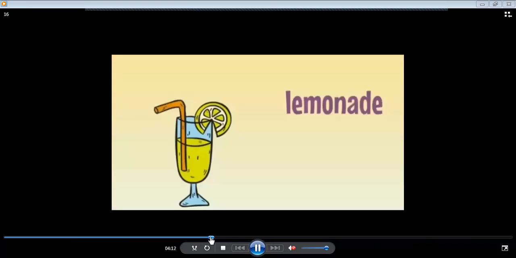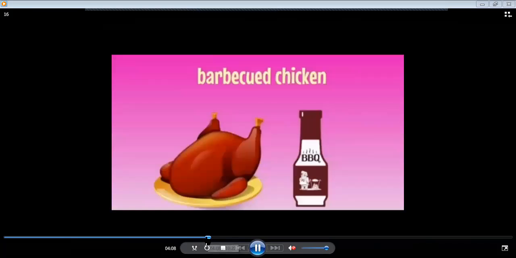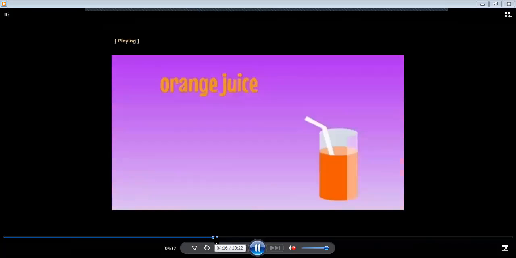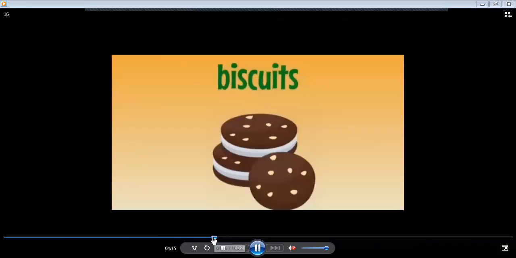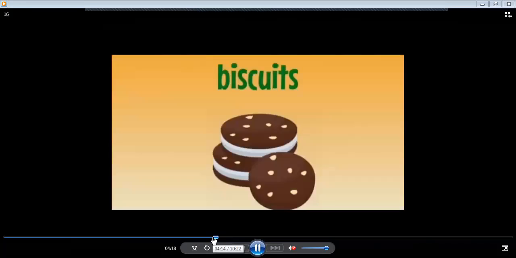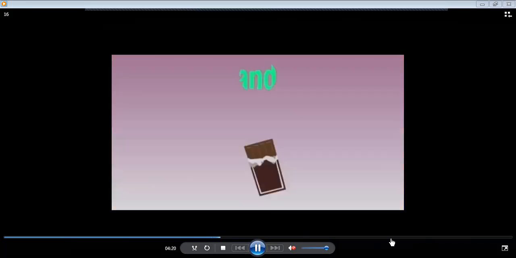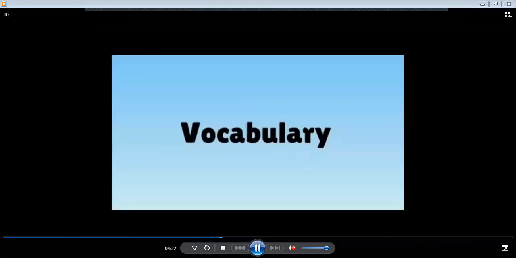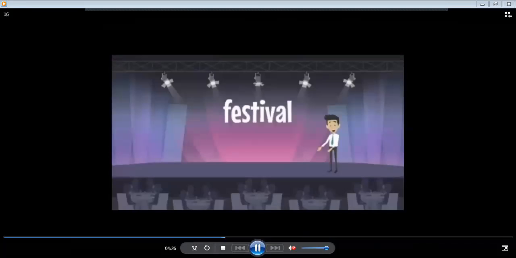Orange, this is orange juice, I think. Yes. That's okay, orange juice, lemonade, lemon juice. Okay, biscuits, candy, more vocabulary. Festival, like we said, it's like a party, a very big party, festival.